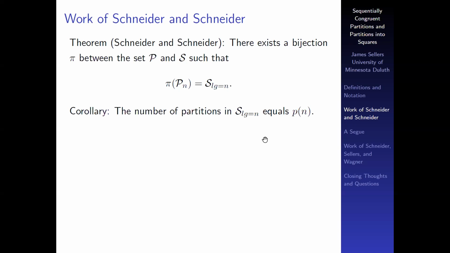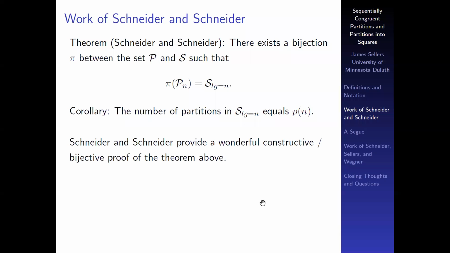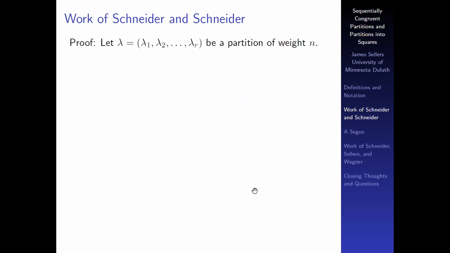It's a constructive proof. But let me point out a quick corollary, which is that the size of the set S sub LG equals n must equal little p of n, because we know that the size of capital P sub n is little p of n. So here we have a new set of partitions, all of which have largest part equal to n, and they are sequentially congruent. And that set of partitions also has size little p of n. So let me give you the proof that Robert and Max showed to prove that this bijection exists.